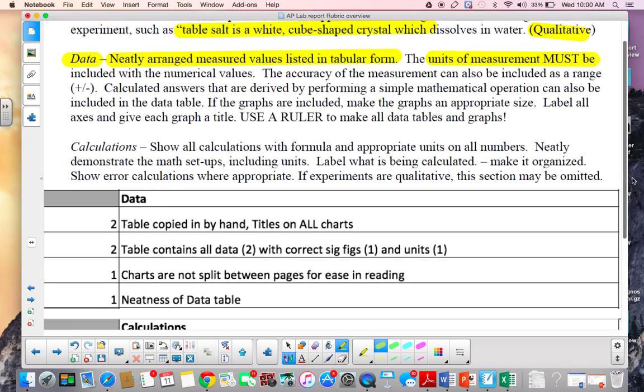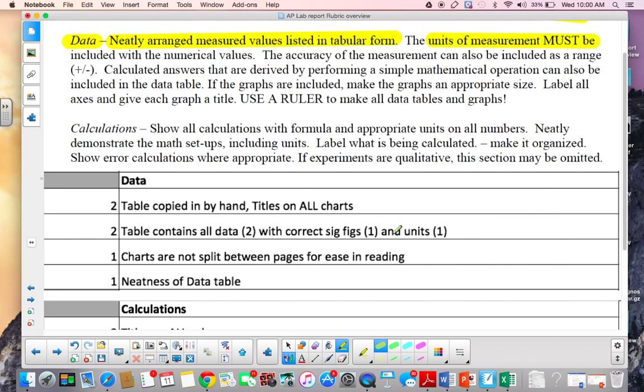So when we start talking, here's the rubric right here. You make sure you get 1 point for having the units. You want to measure everything in correct significant figures, and then you want to have basically all the data. You get 2 points for the whole thing. Anything that you don't have, like correct sig figs or units, there would be a deduction.